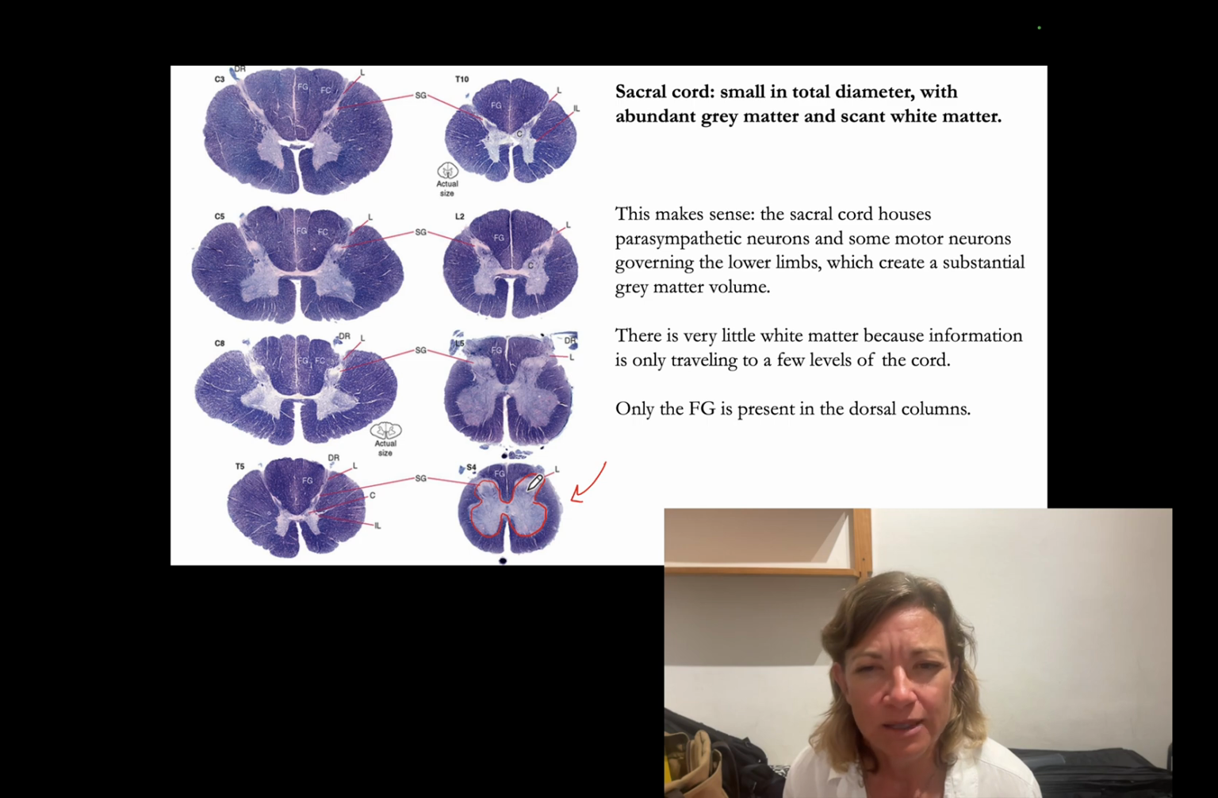But there's very little white matter because most of the cortical spinal tract and other descending white matter tracts have terminated by this time, and very little sensory information has entered the cord by this time. So there's a really thin rim of white matter in the sacral cord. As an aside, although we're focusing on motor control here, if we look at the dorsal columns, only the fasciculus gracilis is present because no sensory information has entered from the upper limbs. We're only looking at some of the sensory information from the lower limbs.